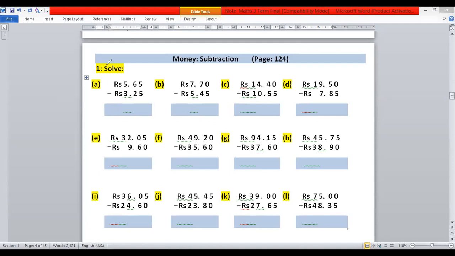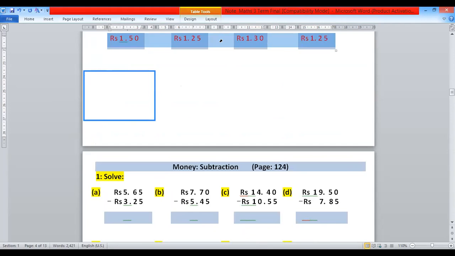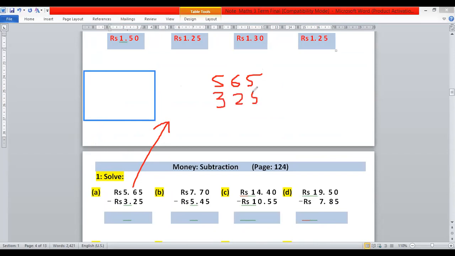Look at part A. In part A, Rs 5.65 minus Rs 3.25. First of all, we write these numbers without the point, I am going to use the space here. We write the prices without point, 565 and 325. First we change into paise. After that we subtract. And then we will put the point.